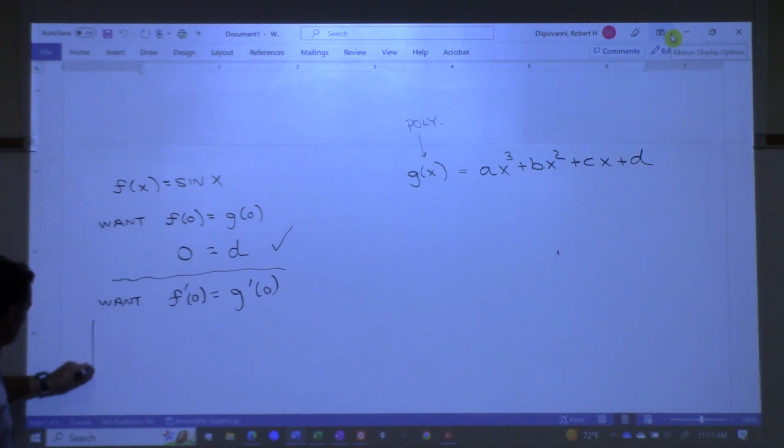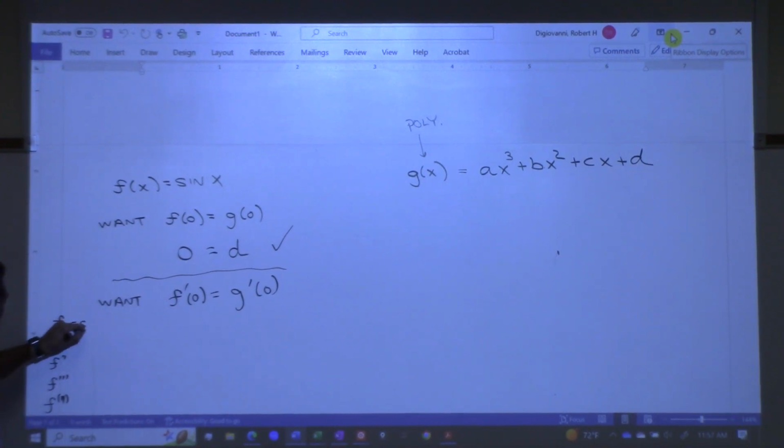It might be worth it for us to list out the derivatives of f. Here's f, f prime, f double prime, f triple prime. I need a few of these. Once we get past 3, we like to put the number, like 4, in parentheses. So f is the sine function. The derivative is cosine. The second derivative is negative sine. The third derivative is negative cosine. And then we finally get back to sine again, and it's just going to continue repeating, right?